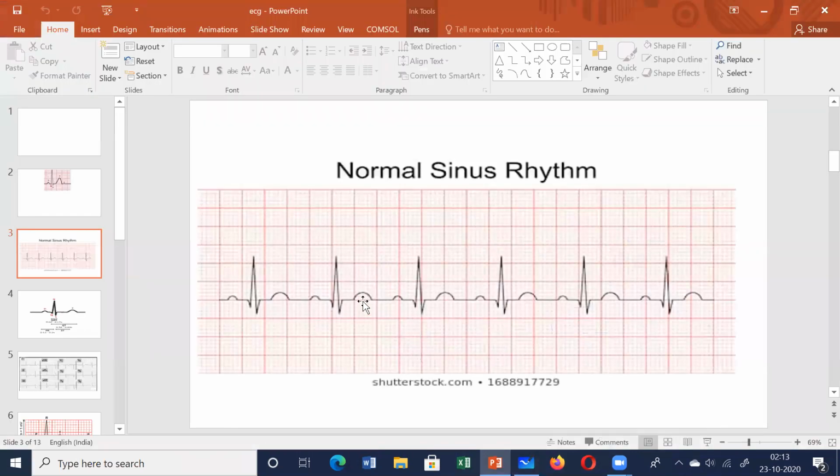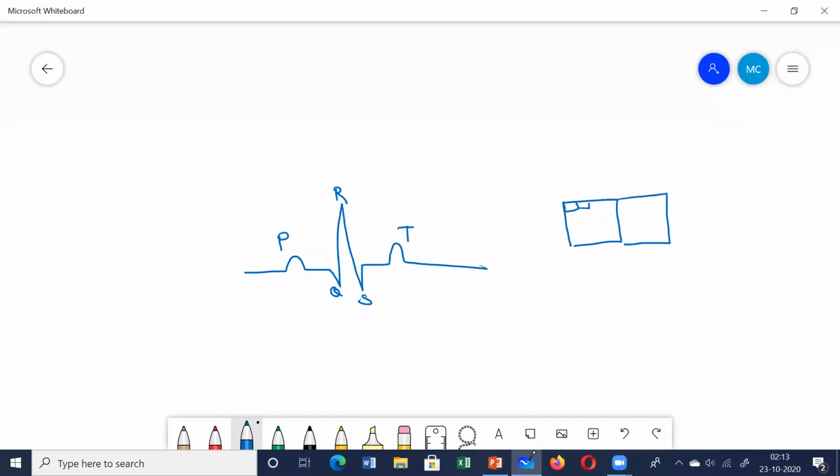There are 5 small boxes. Can you see this row? 1, 2, 3, 4, 5. I'll draw it here so you can see better. 1, 2, 3, 4, 5. So like this, there are 5 small boxes.